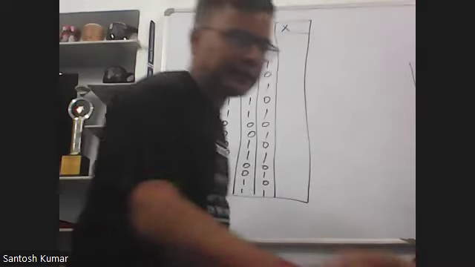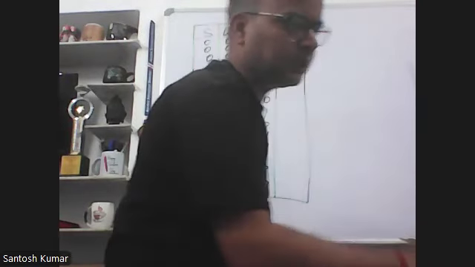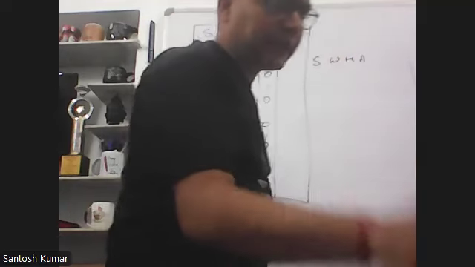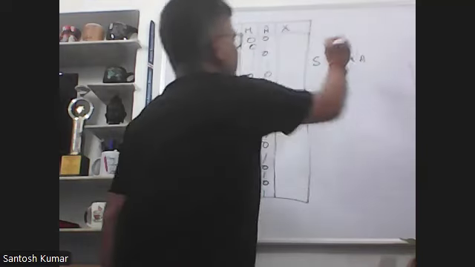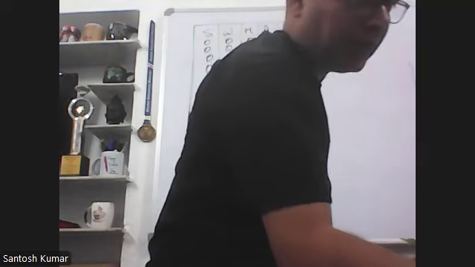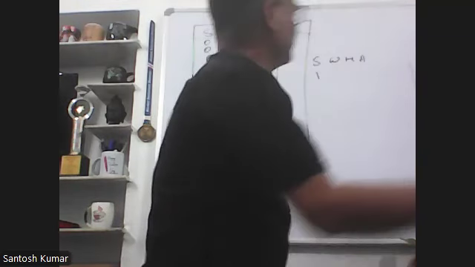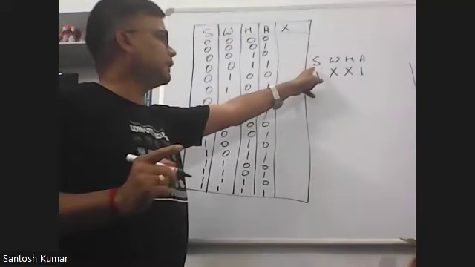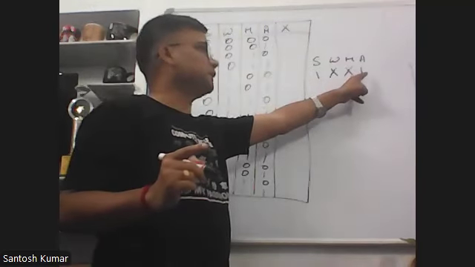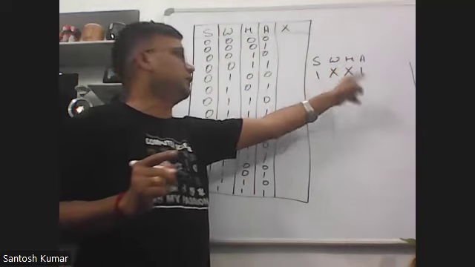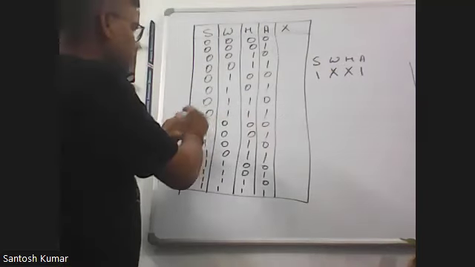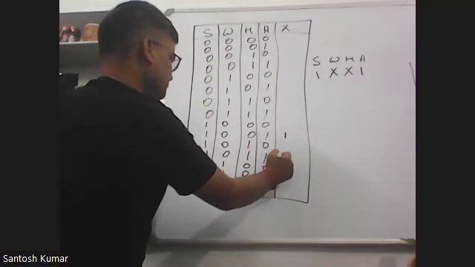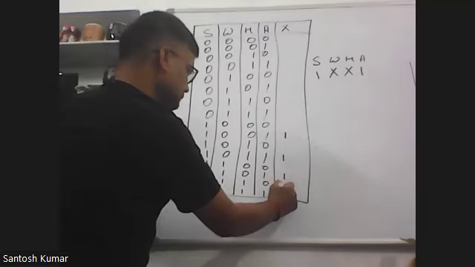Now see, the first condition tells that the candidate is from the senior school, so S has to be 1, and has participated in the inter-school athletic meet, so A will be 1. W and H will be ignored. So S will be 1, A will be 1, W and H will be ignored. Now we look for the conditions 1 and 1. S1, A1. So this is 1, this will be 1, this will be 1 and this is 1.